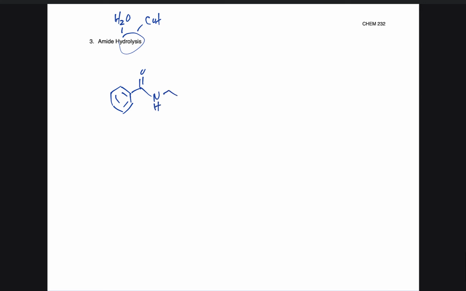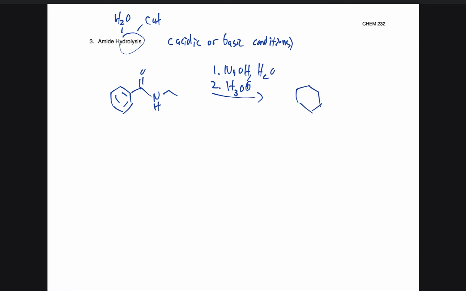We have an amide of some sort. We actually do this under acidic or basic conditions, and I'll put both conditions on here. So we can either use NaOH, water, these basic conditions, with a final quench to transform our amide into a carboxylic acid, using very similar mechanisms to the saponification of esters. So I'll leave that mechanism up to you.